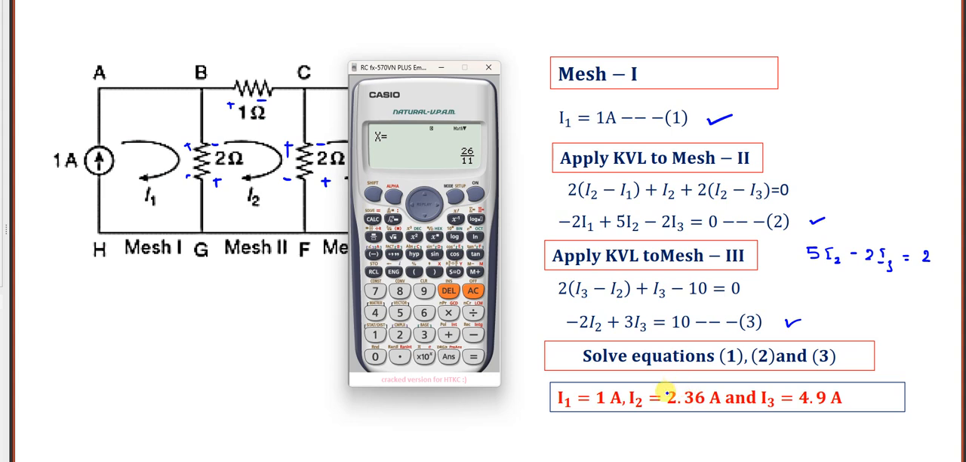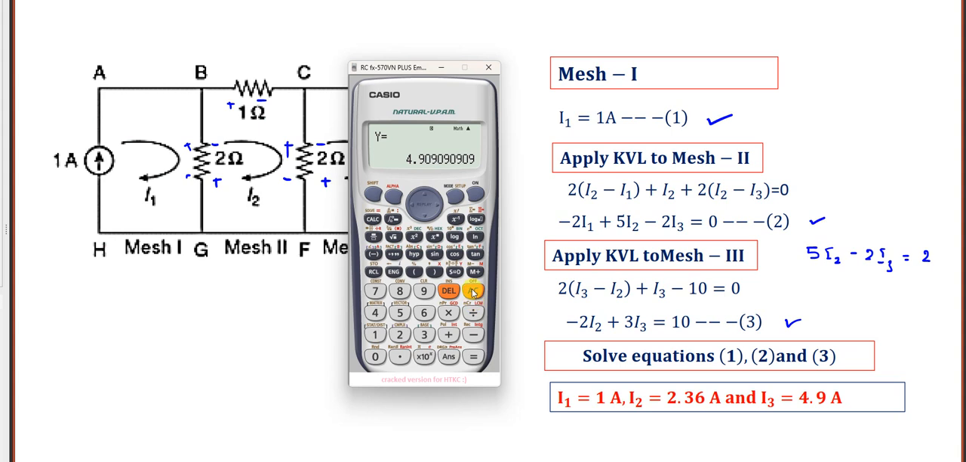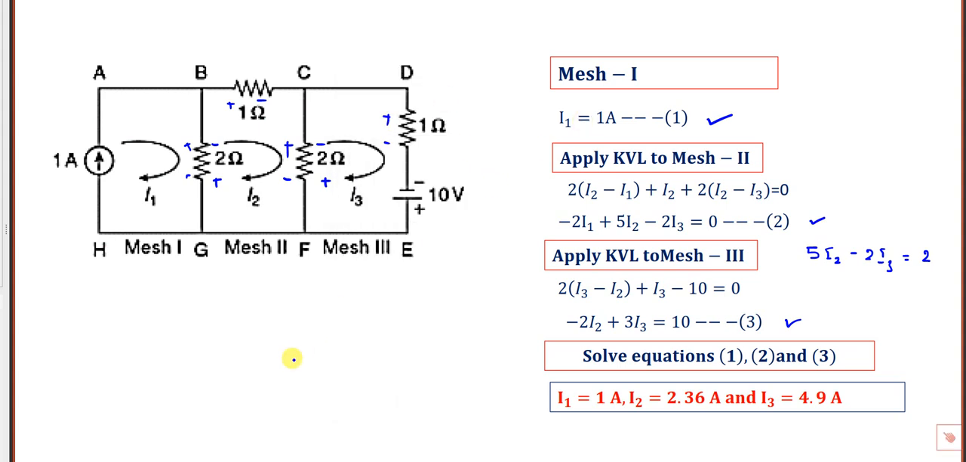So I2 value you should get 2.36, and I3 value as 4.9. So this is also correct. And I1 value, from the figure only we can directly tell. So that is how to solve using two unknown equations, substituting I1 value here. Otherwise, you can also do one more.